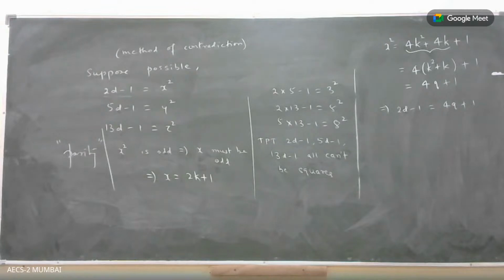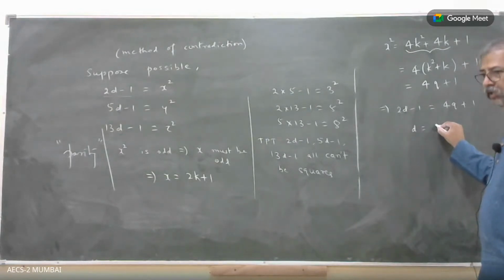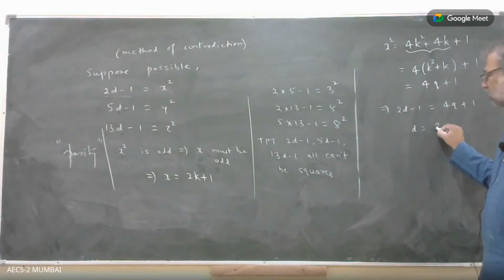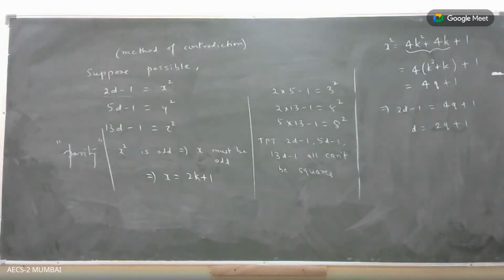Don't just say even or odd, tell me what d is. What is d? d is 2q plus 1. All of you agree? Are you getting that? 2d minus 1 is 4q plus 1, so 2d is 4q plus 2, so d is 4q plus 2 by 2, that is 2q plus 1. Now what is 2q plus 1, even or odd? Even plus 1, right? So d must be odd.